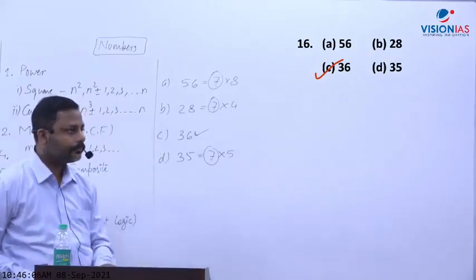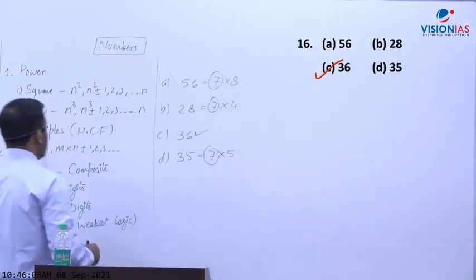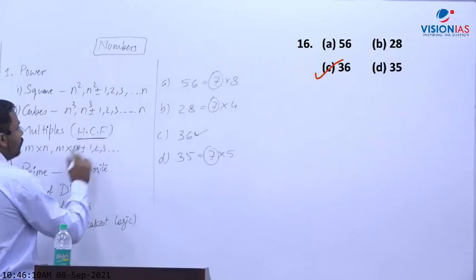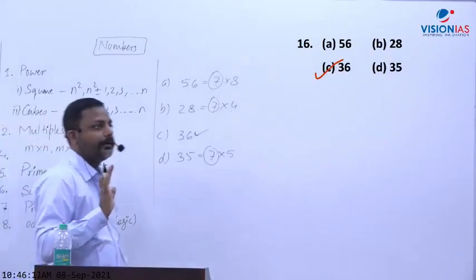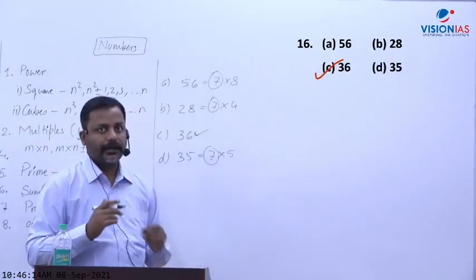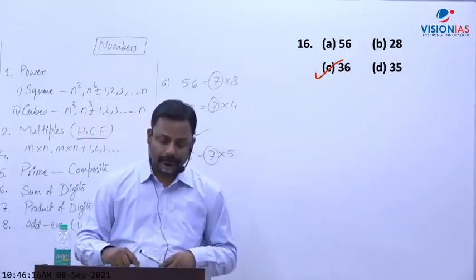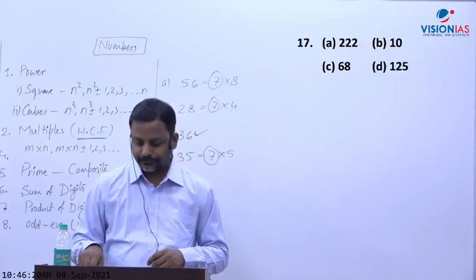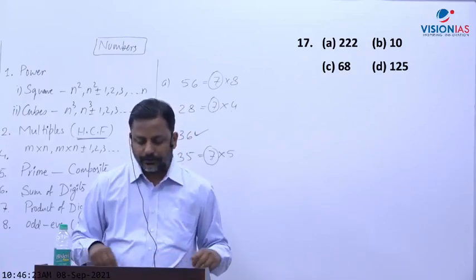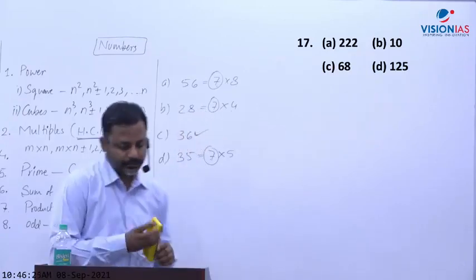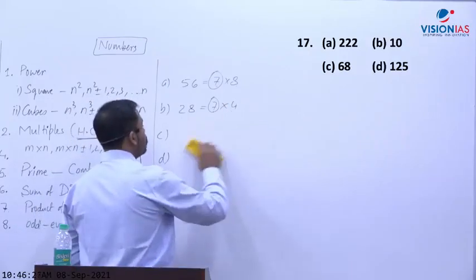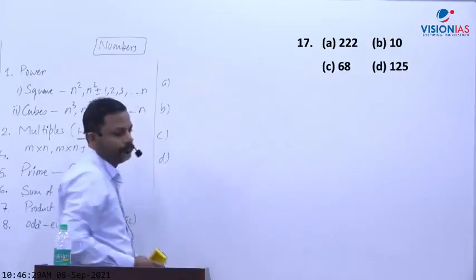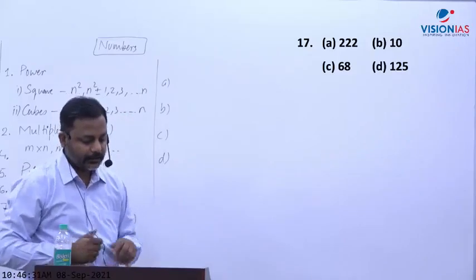Prashant, I have mentioned it over here the highest common factor. Highest common factor. We have to consider the highest common factor. 4 is not the highest common factor. Okay, now come to this question, question number 17. Question number 17.